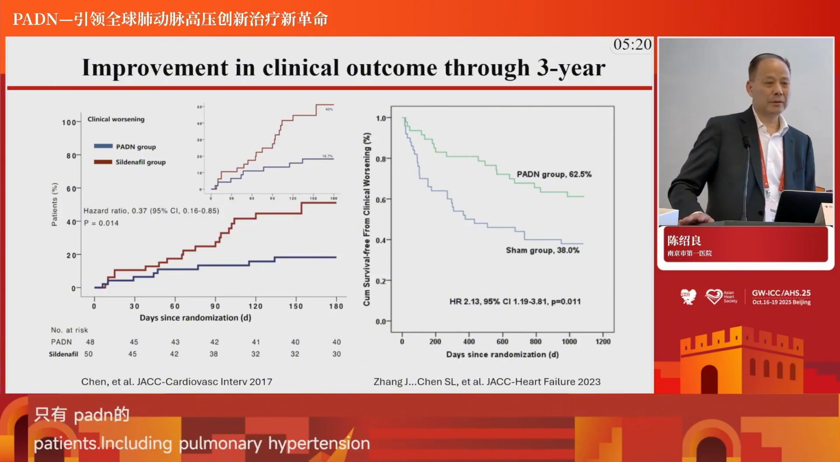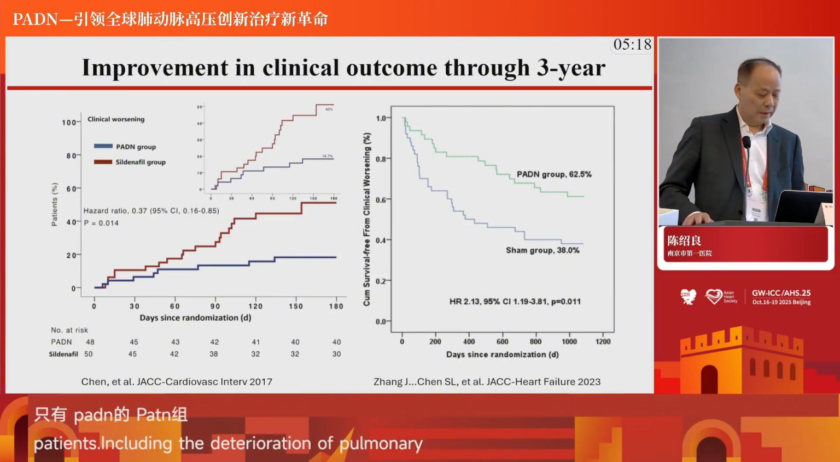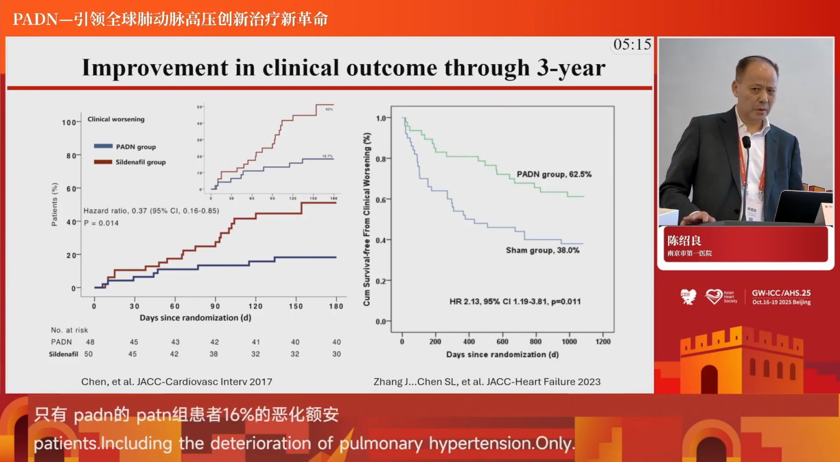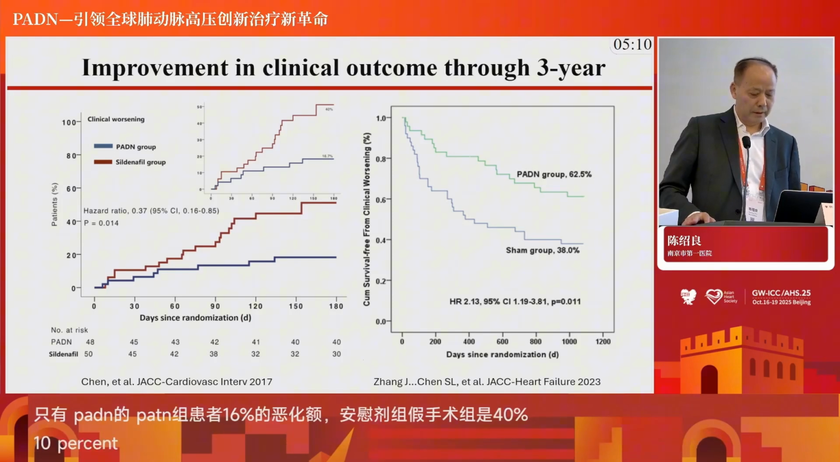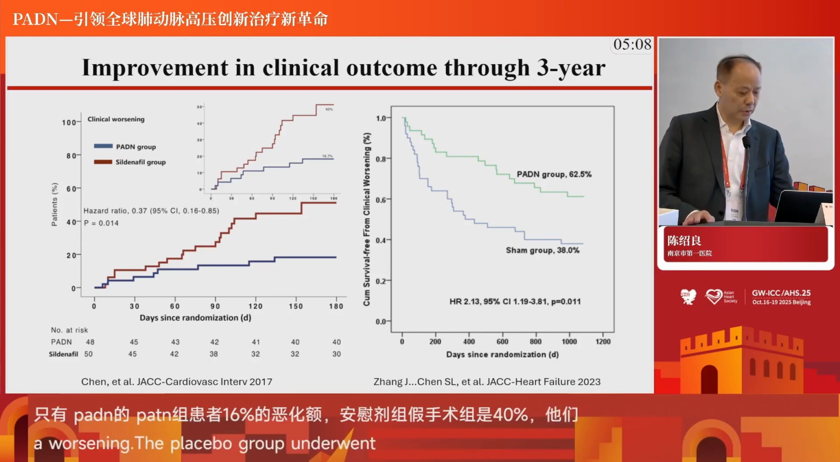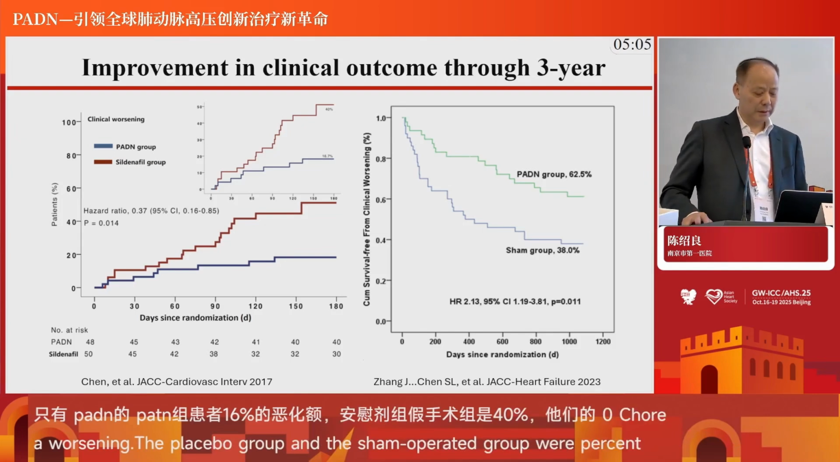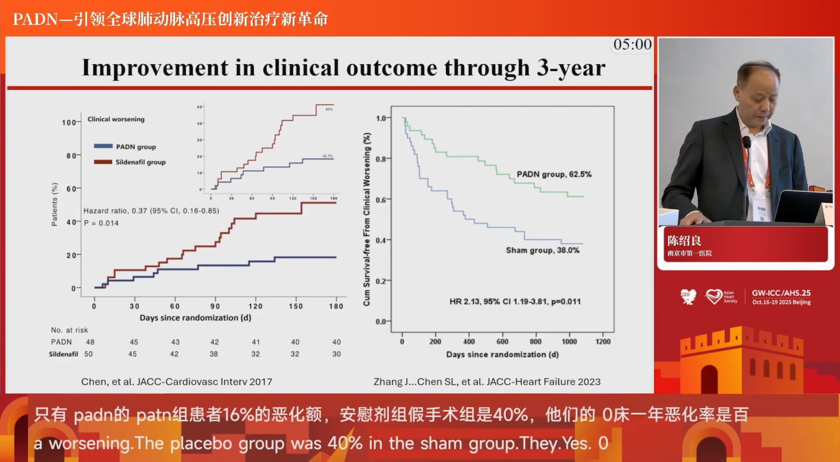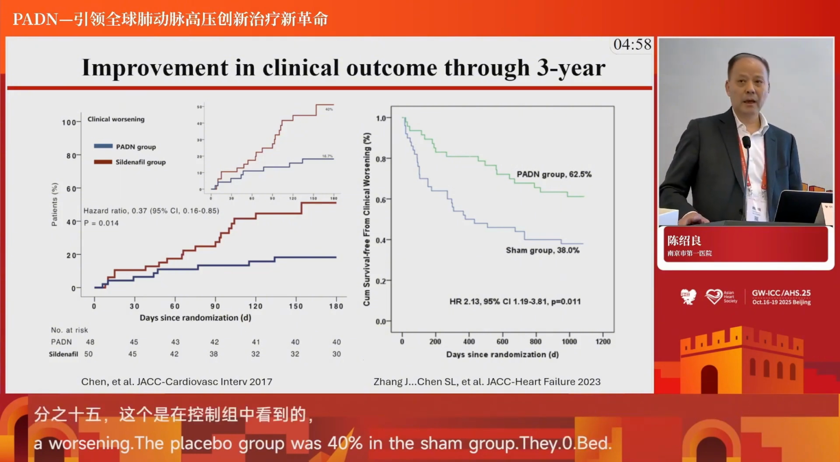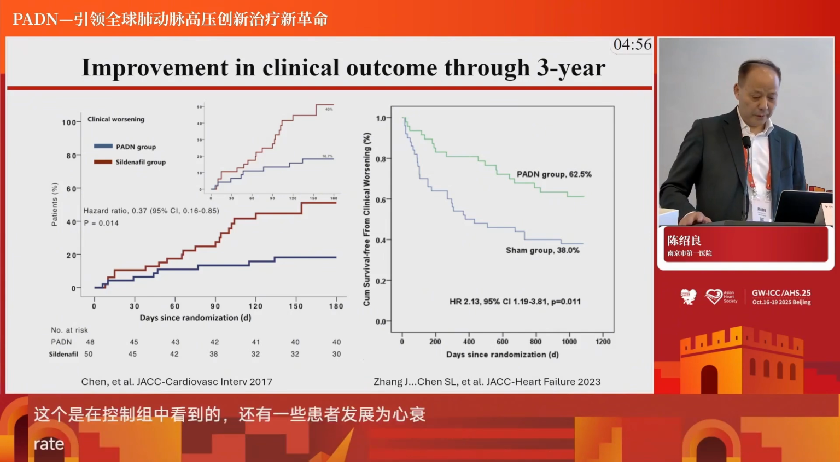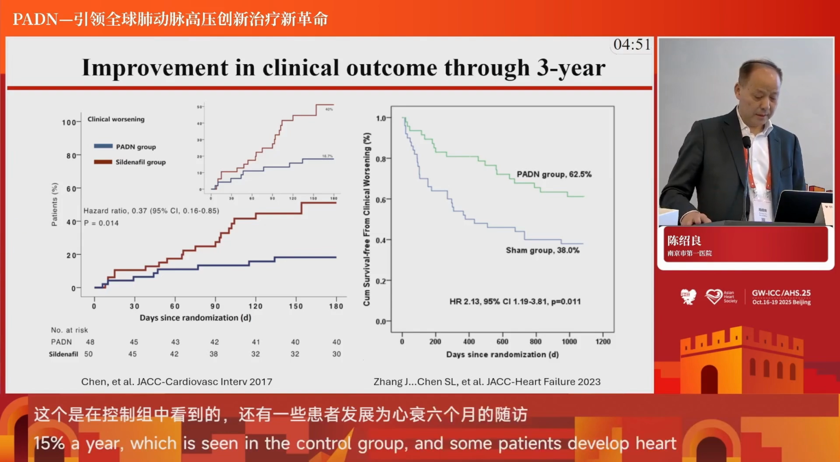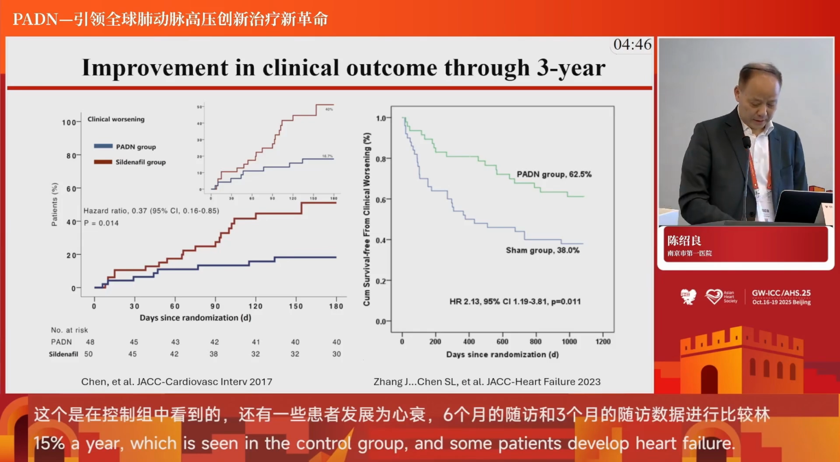So let's go back 5 years ago, to the publication of the COAPT trial. The annualized rate of clinical worsening was almost 50% in the control group. There was a similar finding from the 3-year follow-up, which was published in JACC Heart Failure. So from the figure, you can see, compared to the left panel for 6-month follow-up, by 3 years of follow-up the overall incidence of clinical worsening was almost 62% in the sham control group.